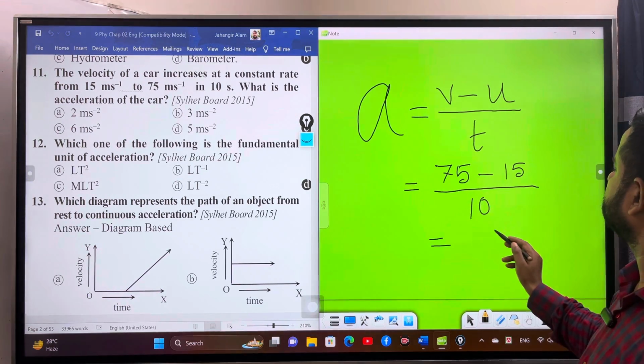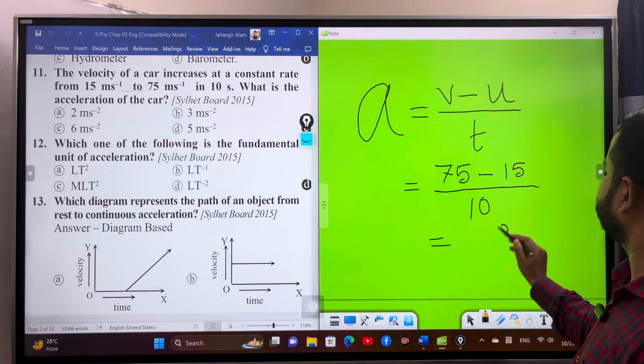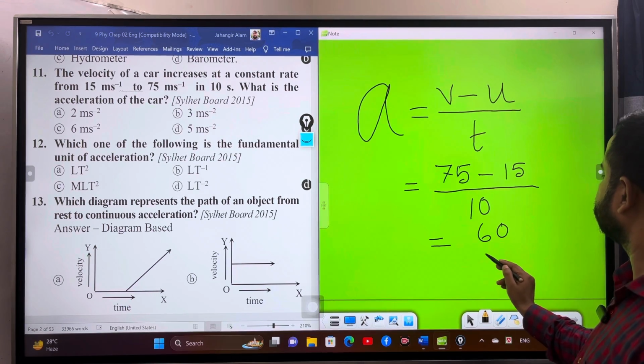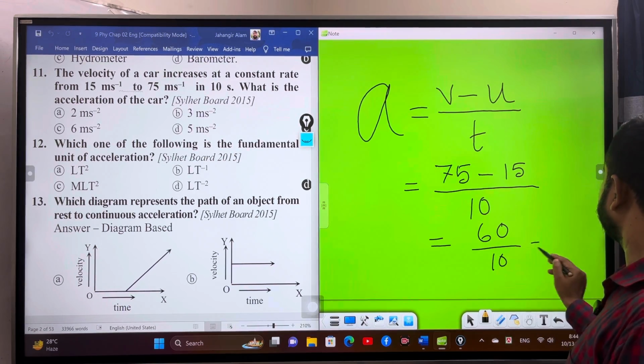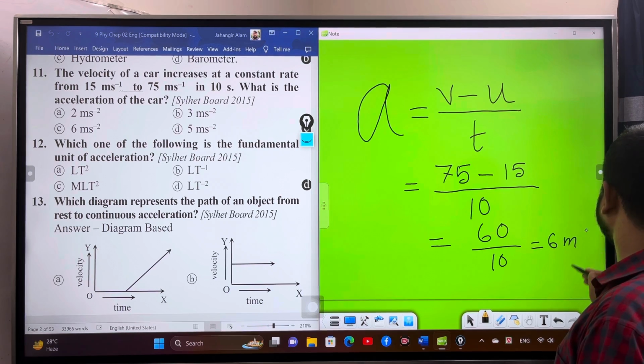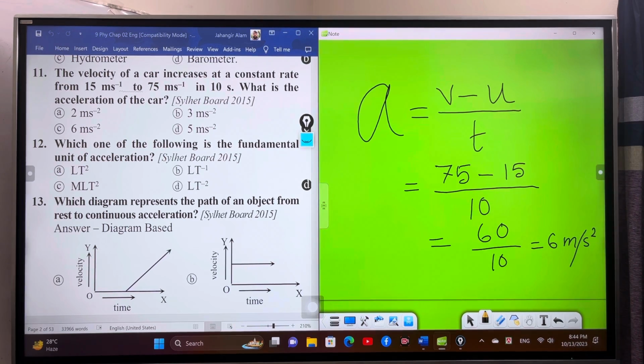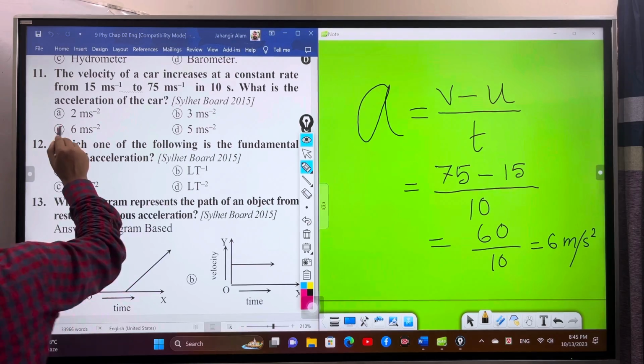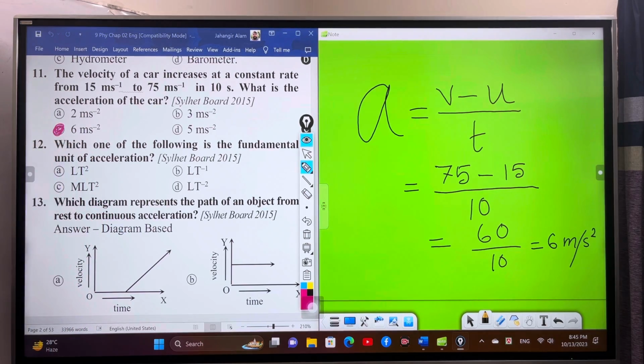So 75 minus 15 is 60, divided by 10. So 6 meter per second square. Remember the unit of acceleration is meter per second square. So C is the correct answer. 6 meter per second square is the correct answer.